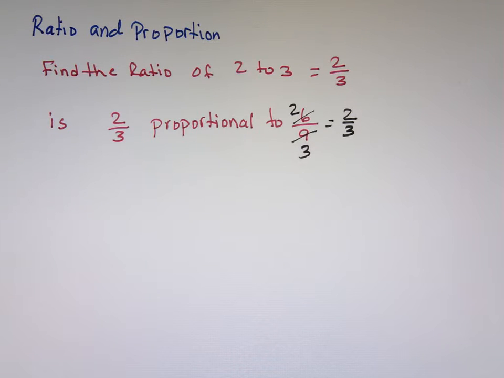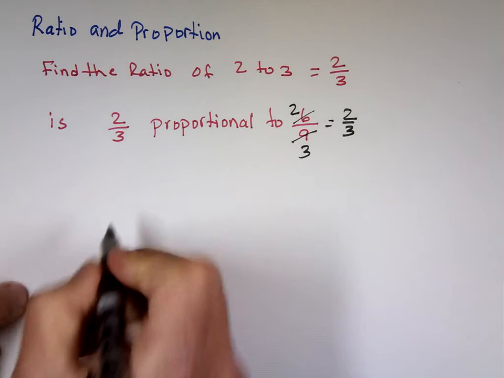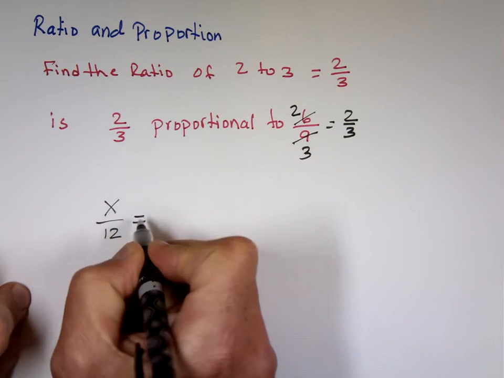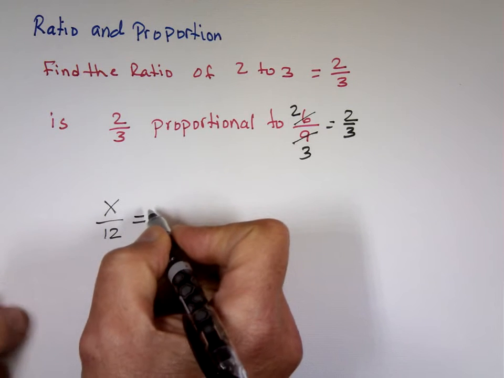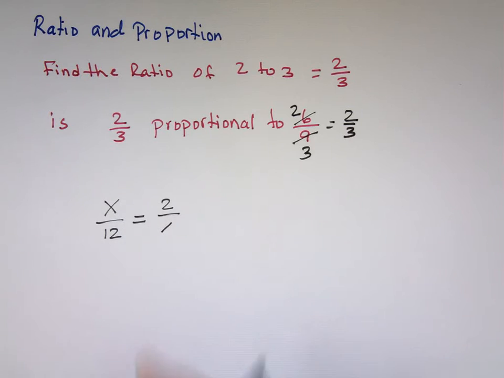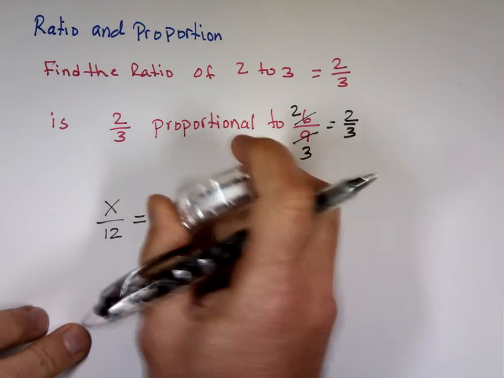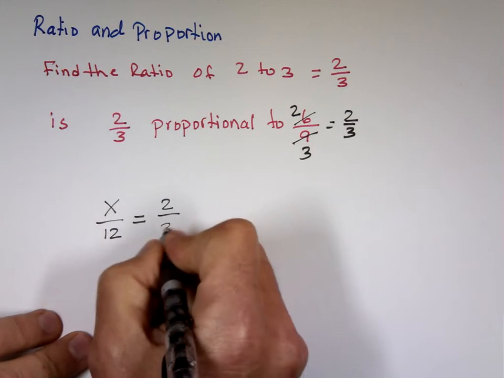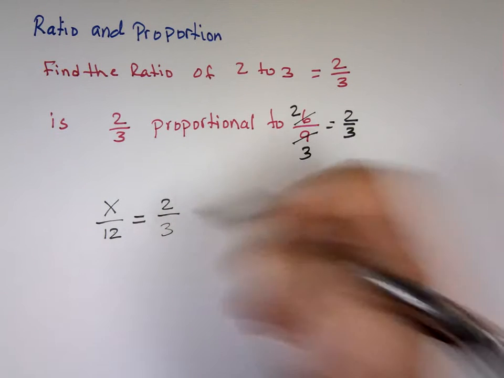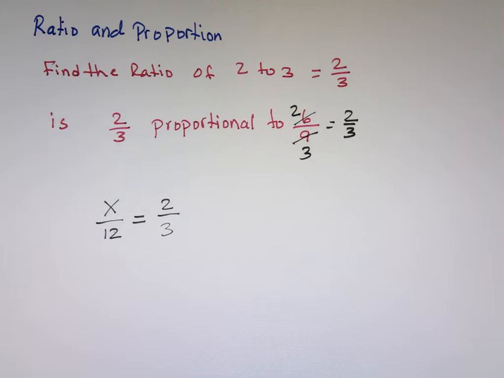Or in some cases we ask you, can you tell me what value will make them proportional? Like if I did x/12, we said this ratio is equal to 2/3. Can you tell me what value for x, what value can I use that will make this ratio equal to this ratio? What can I use?